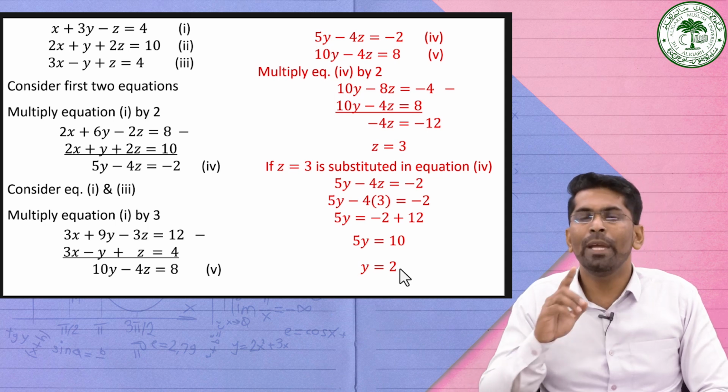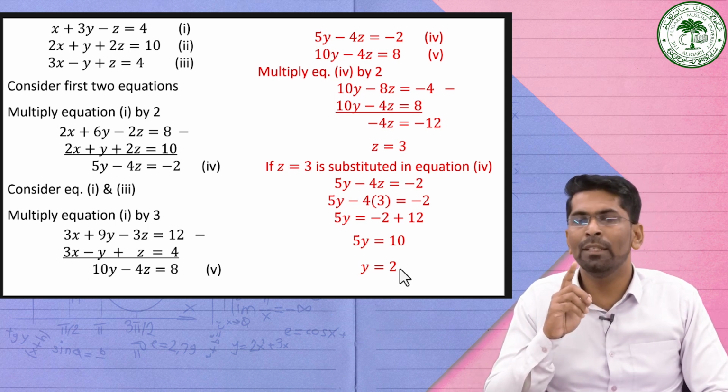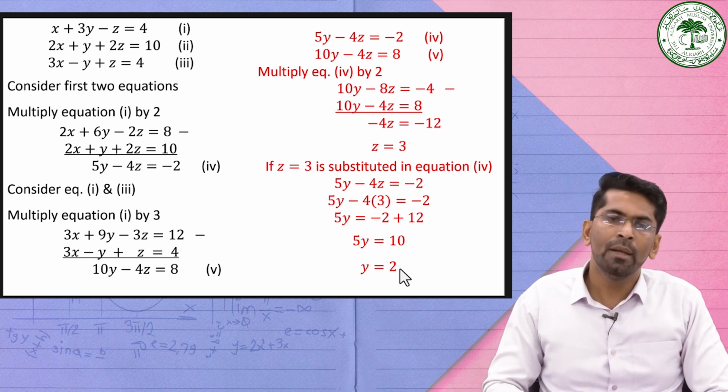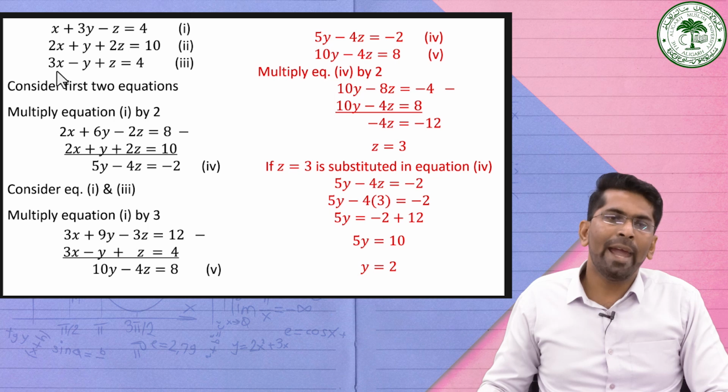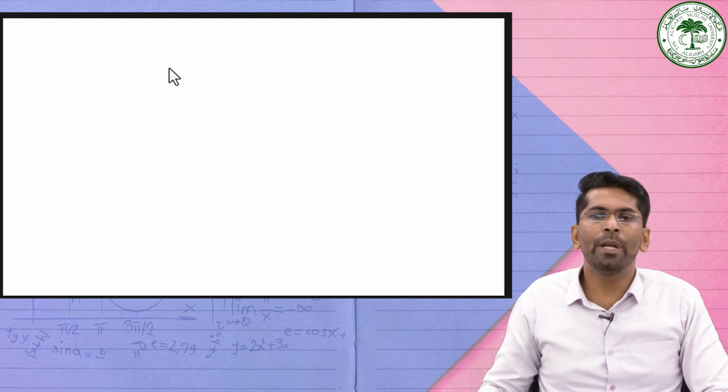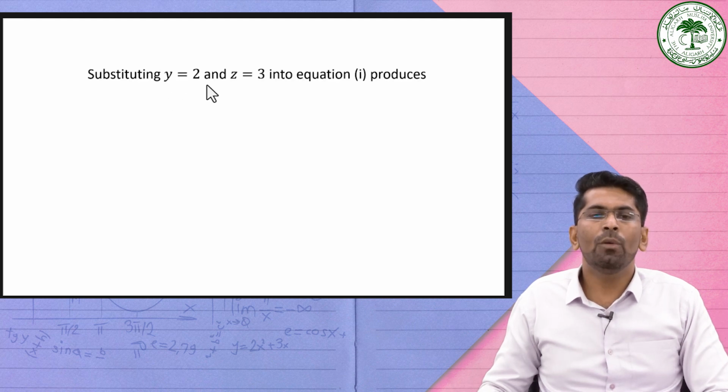Now there is one variable remaining, that is missing, that is variable x. We want to find out the value of the variable x as well. So in order to find the variable x, we are going to substitute z is equal to 3 and y is equal to 2 in any of the first three equations. For example, I am going to substitute here y is equal to 2 and z is equal to 3 in equation number 1.